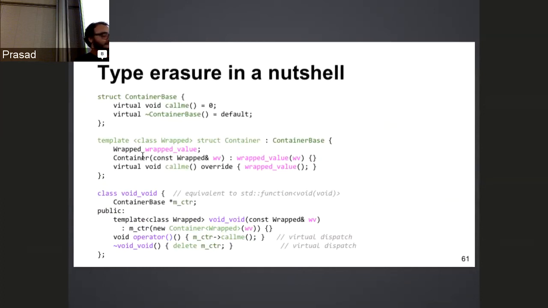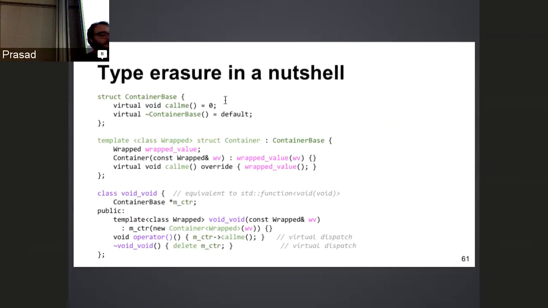They're unrelated types. I can't use them interchangeably because they're unrelated types. How do I make two types related? I'll give them a common base class. I make container base. I give it some virtual method. So here we are doing polymorphism.